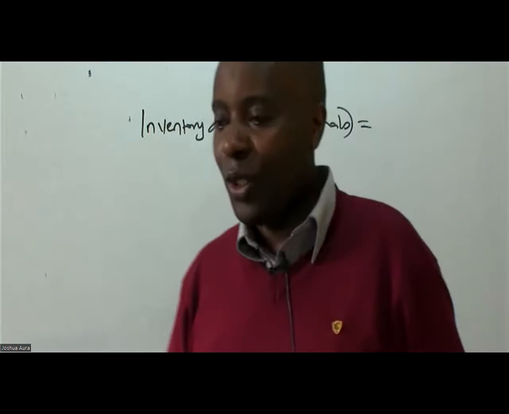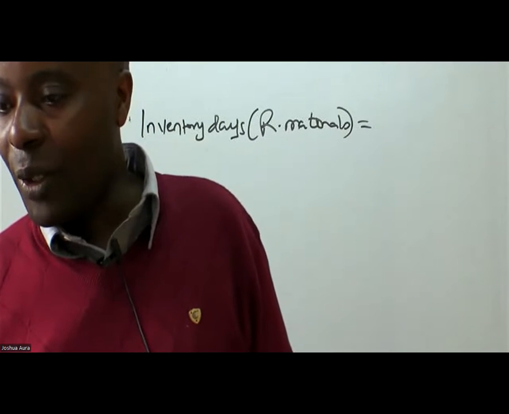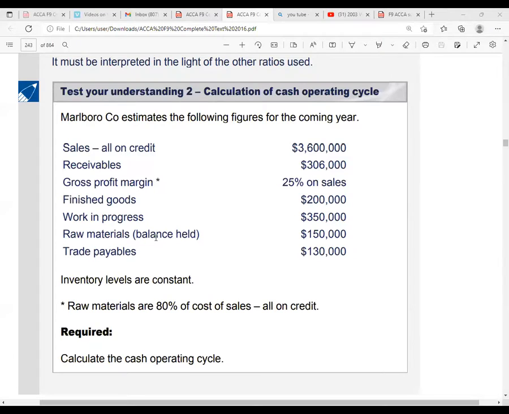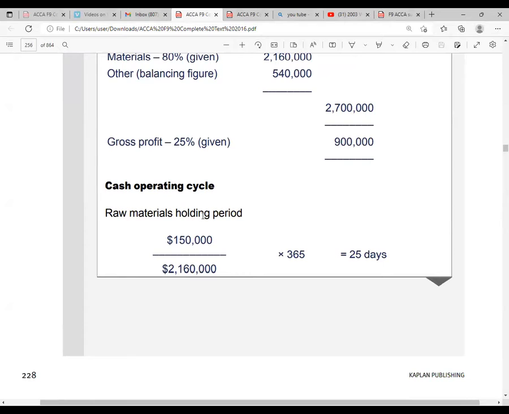Inventory, let me just share this with you. So you can see the balance held. I can even discuss this answer with you in the interest of time. So in this case, ladies and gentlemen, for the raw materials holding period, they took the 150,000 divided by the credit material purchases, that 2160, times 365, which gave them 25 days. That's number 1.